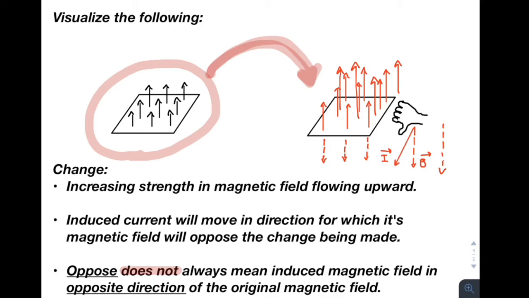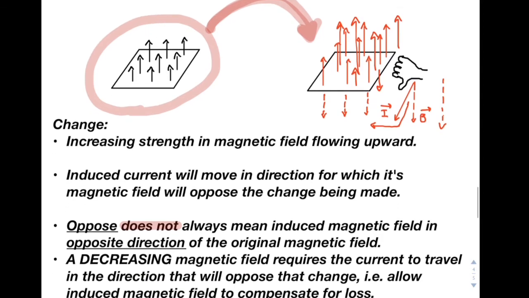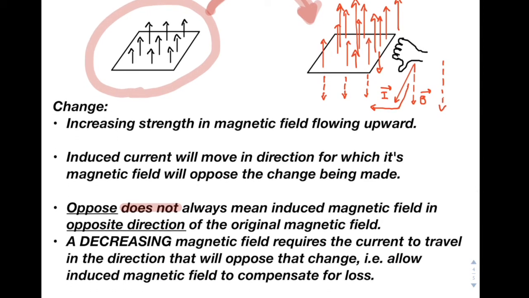So we know that if we need our magnetic field to travel downward, then we're going to have our current traveling clockwise. Because these magnetic field lines are traveling through the loop, we want the current to have a magnetic field that will oppose that, so it will travel opposite in the loop. That's how we understand that the induced current will travel in a clockwise direction. Like I said, our change was an increasing strength in magnetic field flowing upward, and an induced current will move in the direction for which its magnetic field will oppose the change being made.